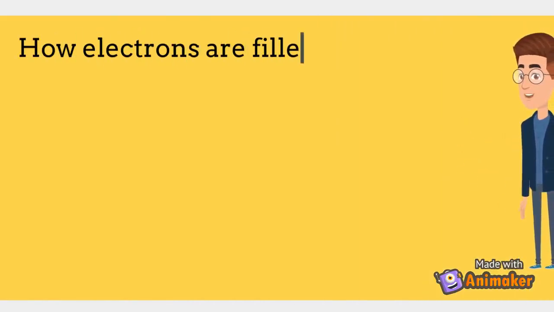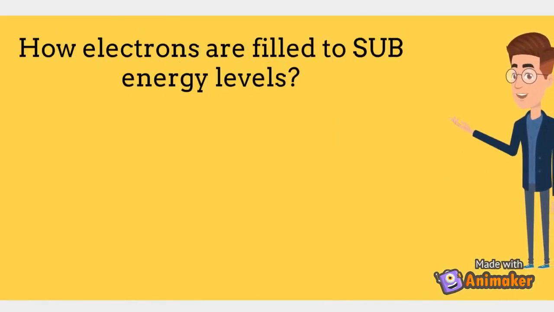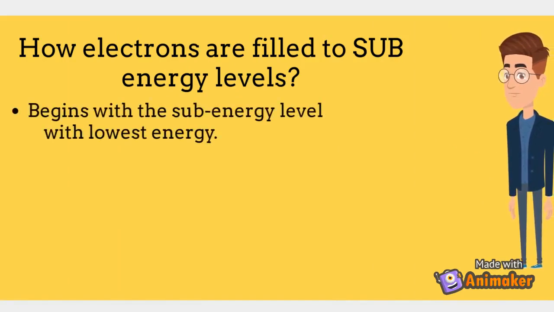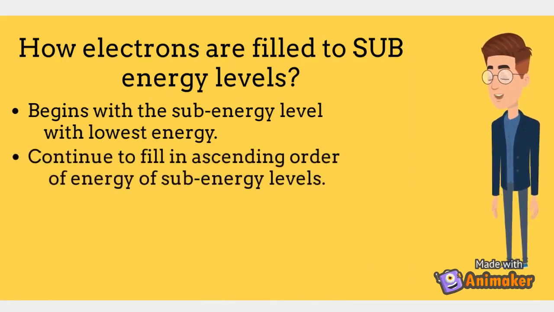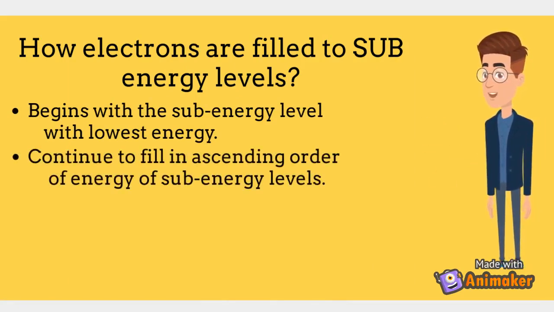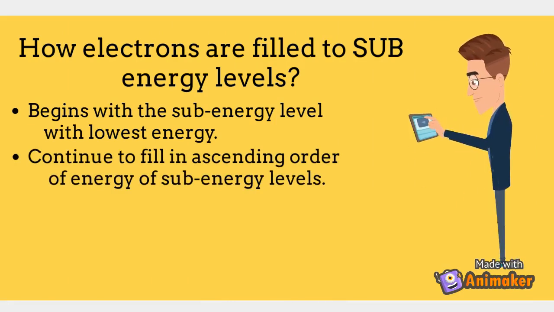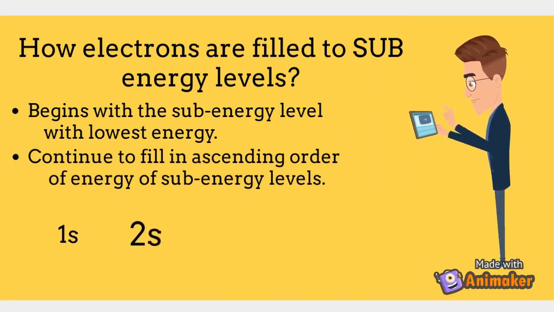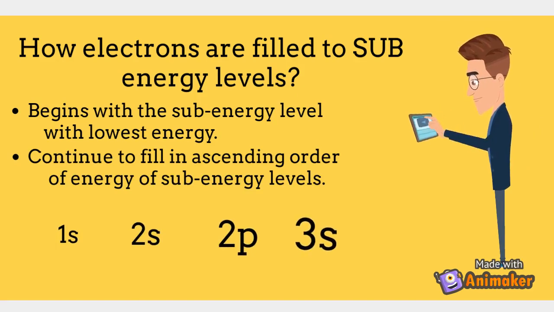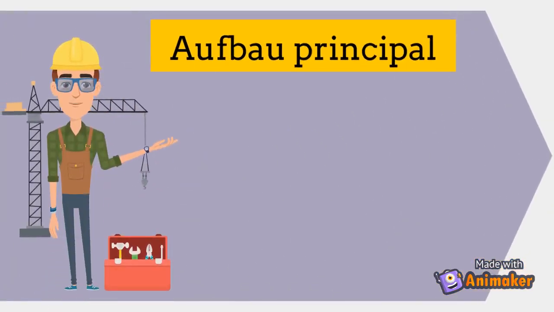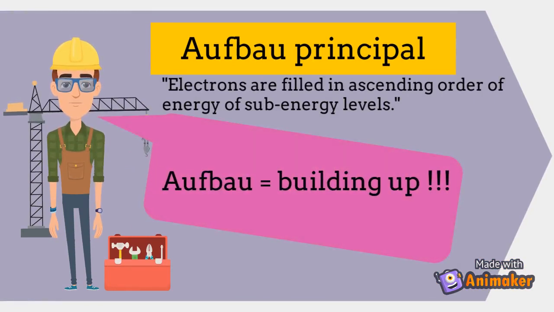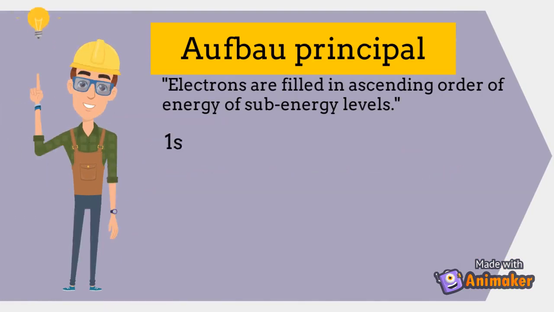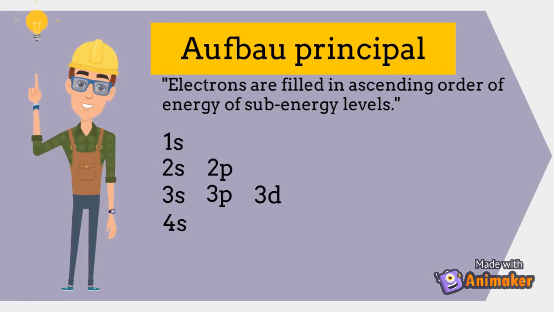Now let's see how electrons are filled to these sub-energy levels. The filling of electrons in an atom begins with the sub-energy level with the lowest energy. Then it continues to fill in increasing order of energies, in an order like 1s, 2s, 2p, 3s, 3p, like that. This is called the Aufbau principle. Aufbau is a German term, meaning building up. The following diagram will help you to remember this building up in a very simple way.